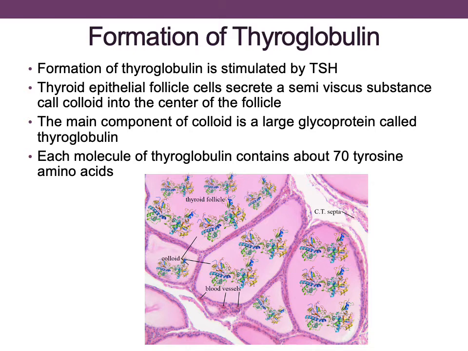Thyroid epithelial follicular cells secrete a semi-viscous substance called colloid into the center of a follicle. The main component of this colloid is a large glycoprotein called thyroglobulin. Each molecule of thyroglobulin contains about 70 tyrosine amino acids linked together.